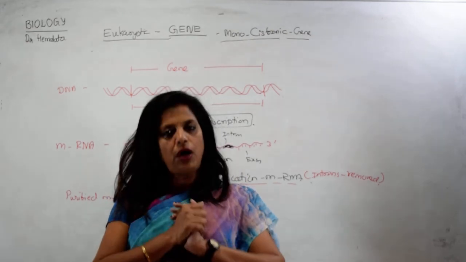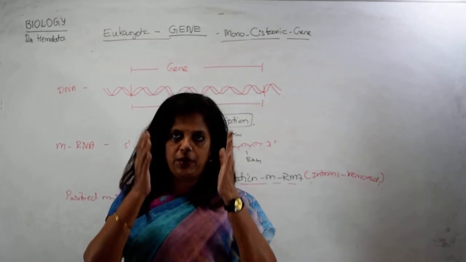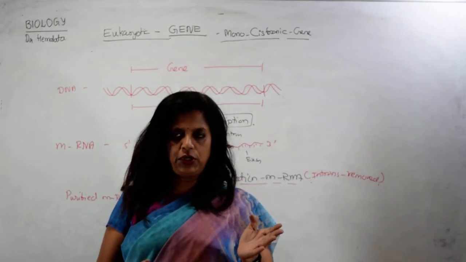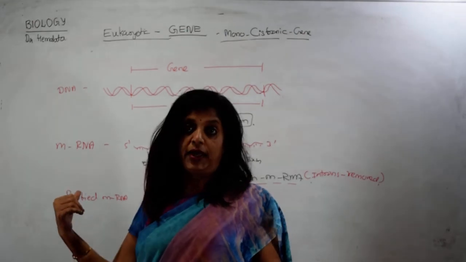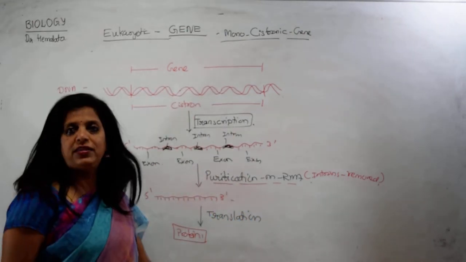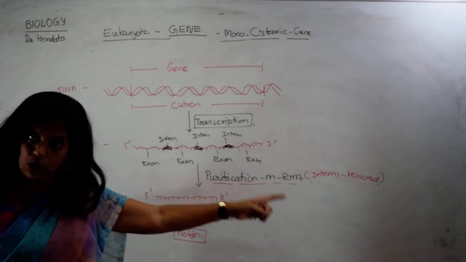Did you understand? So now is your homework. What are you doing? You are making two columns. One side polycistronic gene, one side monocistronic gene. Differentiate. But first you have to draw the diagram. So I expect you to draw this diagram, understand it, and write the notes on this.